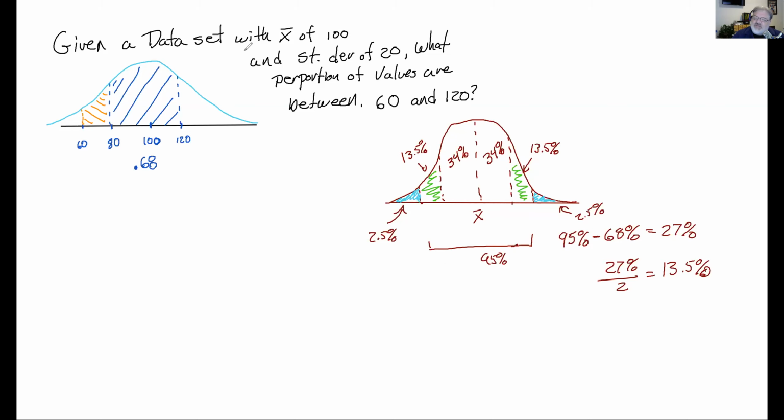So what that means, coming back to our problem, is that this orange section here is 13.5%, or as a proportion, 0.135. So if we want that whole thing all put together, we want the 0.68 plus the 0.135, which is going to be, what, 0.815.